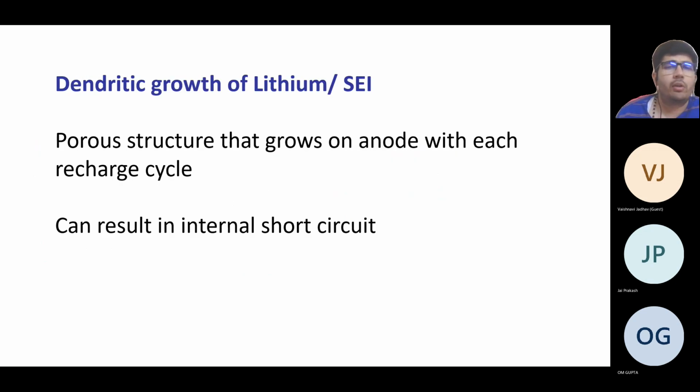Now, the dendritic growth of lithium, or SEI. These are porous structures that grow on the anode with each recharge cycle. So there is dendritic growth in lithium batteries. That is a porous structure that grows on the anode with each recharge cycle. It can result in an internal short circuit. So there is one phenomenon with lithium batteries, that a porous structure grows with every recharge cycle. Let's see what it is.